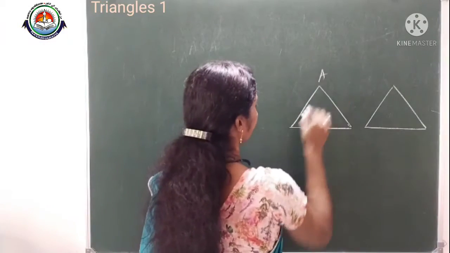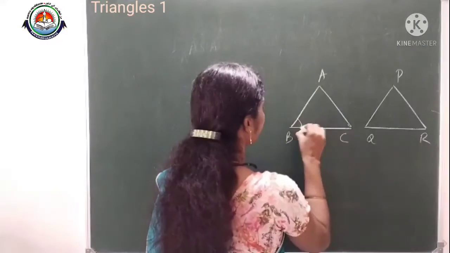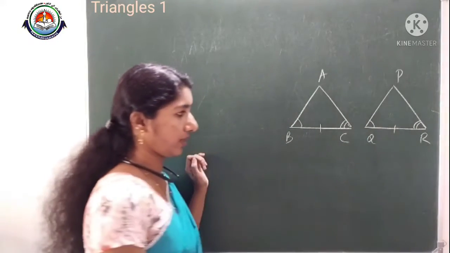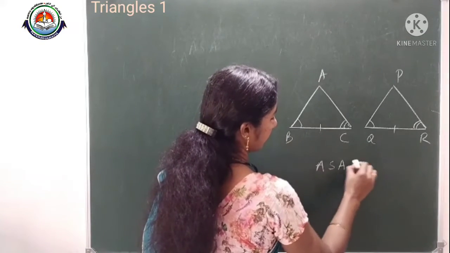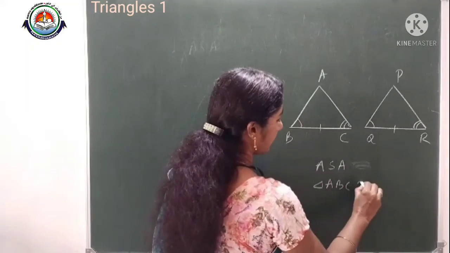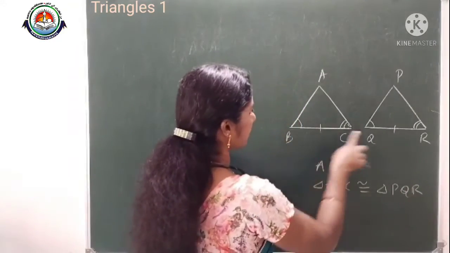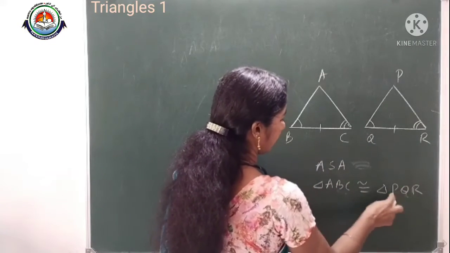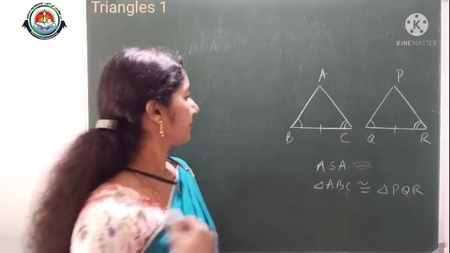Clear? This is ABC and this is PQR. These two angles are equal, these two angles are equal, and BC equals QR. We can write the ASA criterion; therefore they are congruent. By the ASA criterion, triangle ABC is congruent to triangle PQR. B corresponds to Q, that's why I wrote B, Q, C, R and A, P. These are the corresponding vertices and angles.